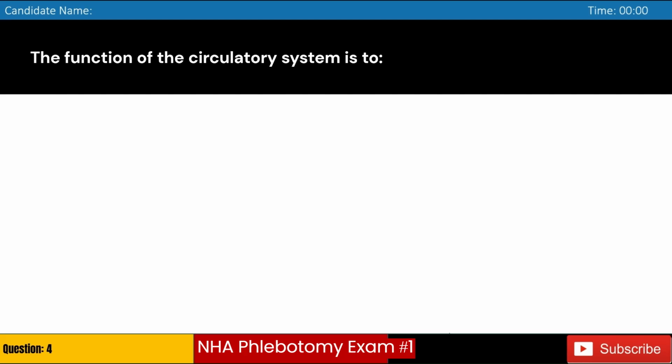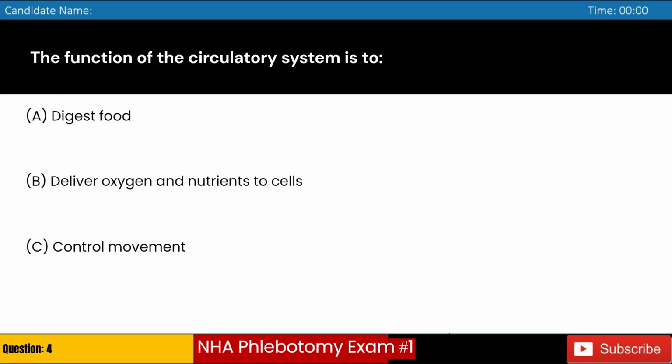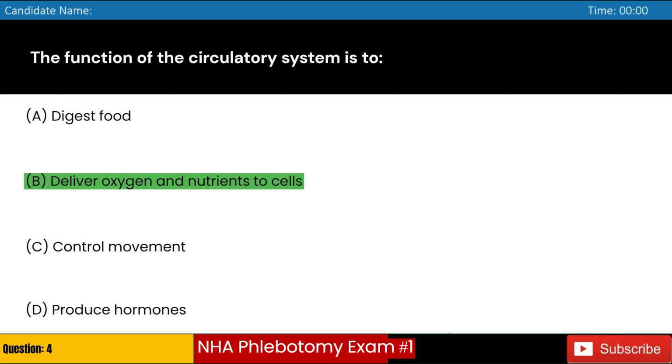The function of the circulatory system is to: A. Digest food. B. Deliver oxygen and nutrients to cells. C. Control movement. D. Produce hormones. Answer B. The circulatory system delivers oxygen, nutrients, and removes waste products from cells.